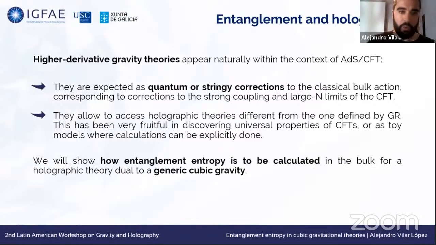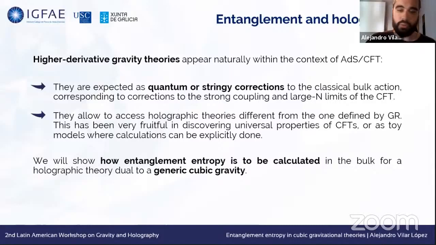My goal here will be to show how entanglement entropy has to be calculated from the bulk viewpoint when you have a holographic theory dual to a general cubic gravity. So I will consider, at the end, a generic cubic gravity and show how this Ryu-Takayanagi idea gets modified.